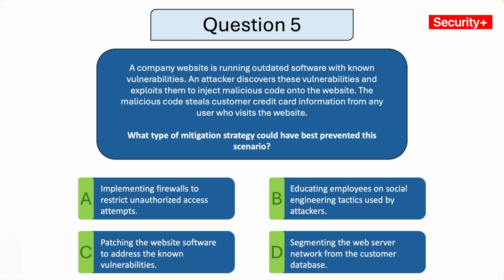Question 5. A company website is running outdated software with known vulnerabilities. An attacker discovers these vulnerabilities and exploits them to inject malicious code onto the website. The malicious code steals customer credit card information from any user who visits the website. What type of mitigation strategy could have best prevented this scenario?